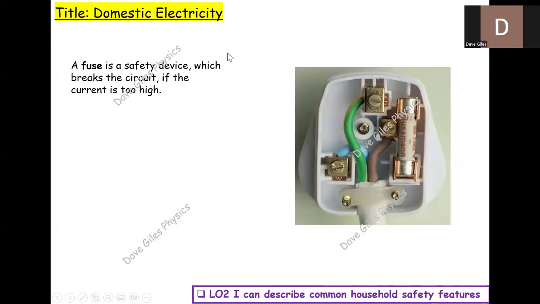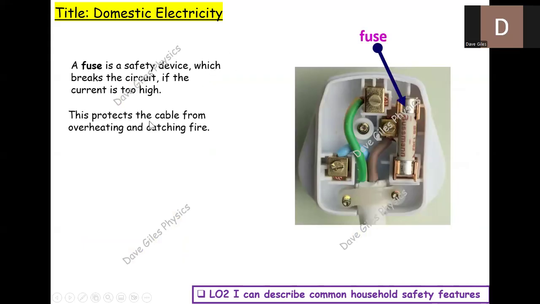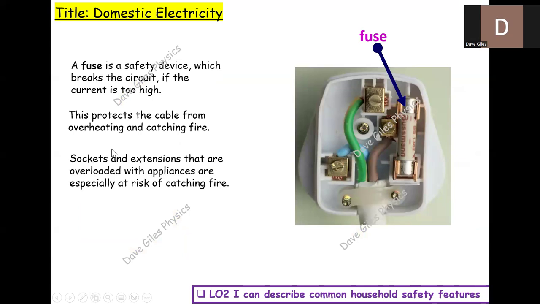So a fuse is a safety device which breaks the circuit if the current is too high. This protects the cable from overheating and catching fire. Sockets and extensions that are overloaded with appliances are especially at risk of catching fire. And a lot of people are quite guilty of that. They'll have an extension cable, maybe even plugged into another extension cable, with 10 items plugged into it. That can cause overloading, which is dangerous, so you probably shouldn't do that.